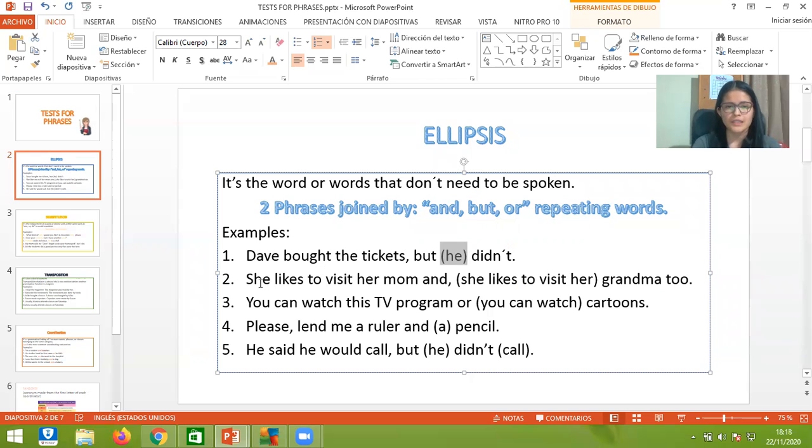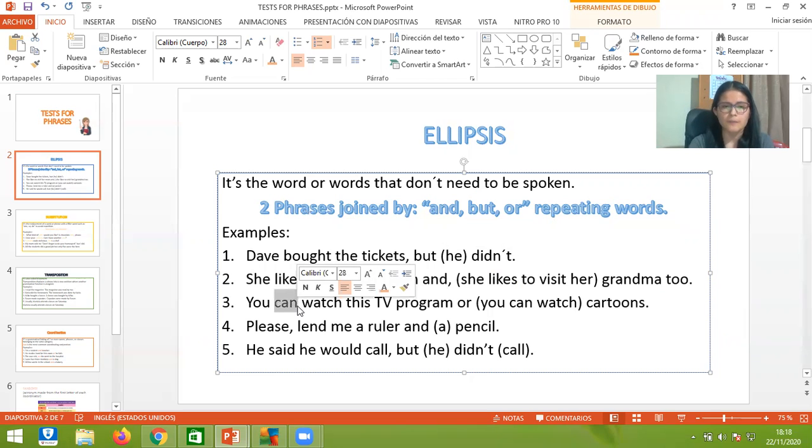The next is: she likes to visit her mom and grandma too. We omit in this case the phrase "she likes to visit her" because we were talking about the same in this phrase. So the words and, but, and or help us to think that we are talking about another sentence.